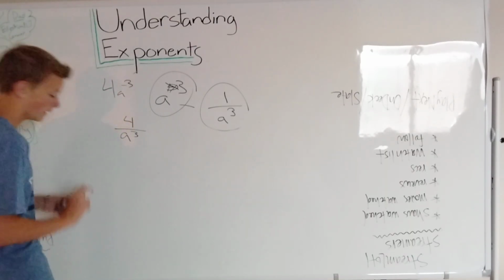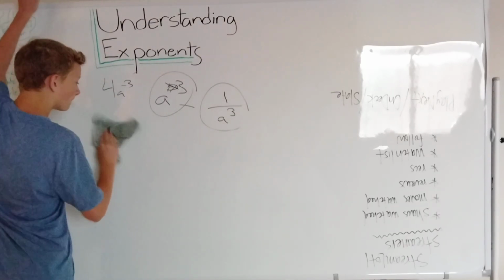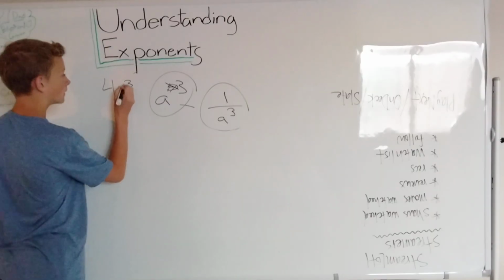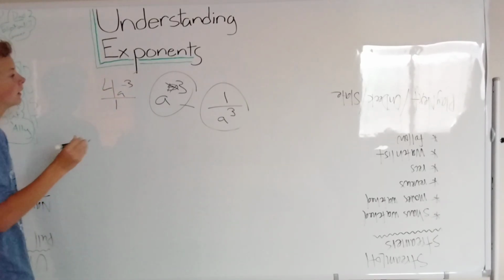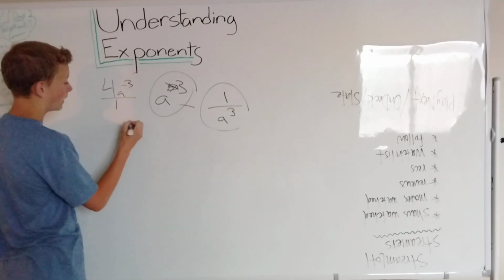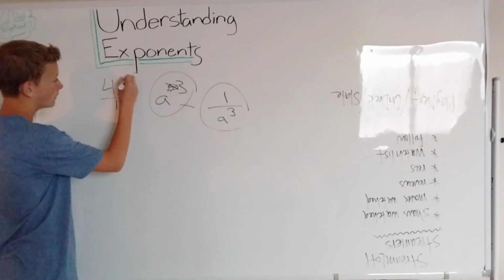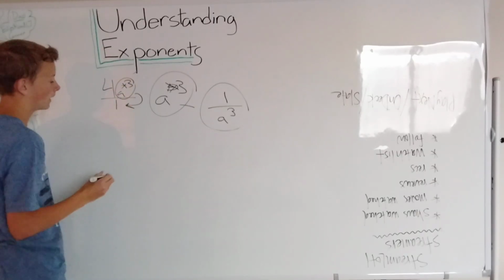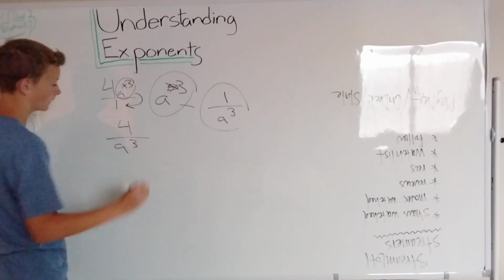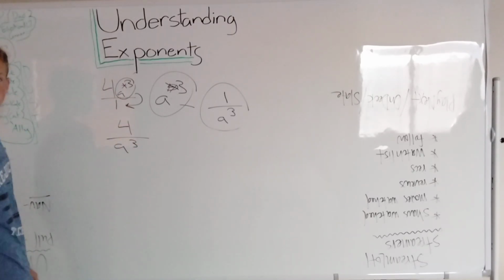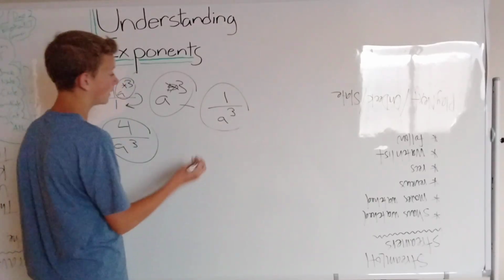Another way to think of it is, if we do this, it's really 4a to the negative 3 over 1. The negative switches it, so we take this out and move the a cubed to the bottom. So we get 4 over a cubed. And that can be very complex if you apply it in a weird way.